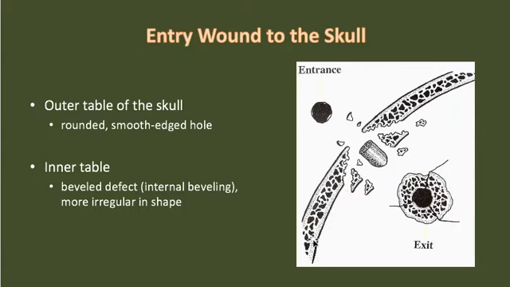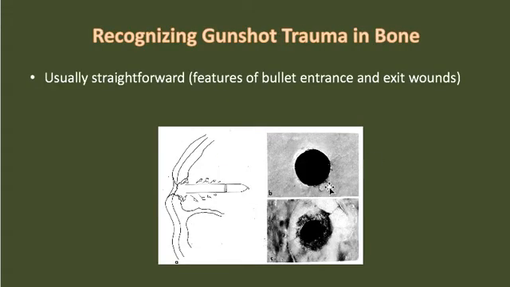Now, you can see here in this diagram, we see a layer of trabecular bone. That's something called the diploe. But what we're going to be looking at here is what's going on with the cortical surfaces of the bone. On the outer table of the skull, if we're looking at an entry wound, you're going to see a round, smooth-edged hole. You might have some slight irregularities. We'll go back to this slide for a second. A little bit of a crumbling effect on the side here, but for the most part, we're looking at a pretty smooth entry point there.